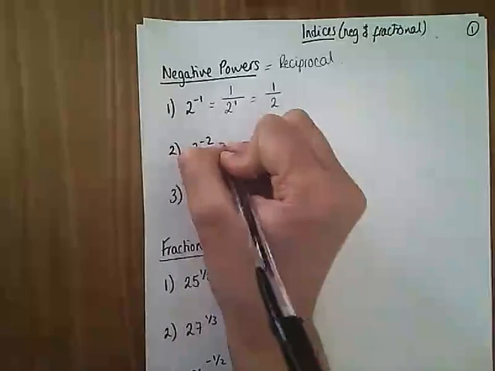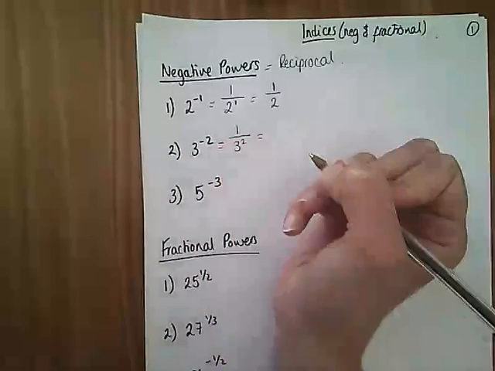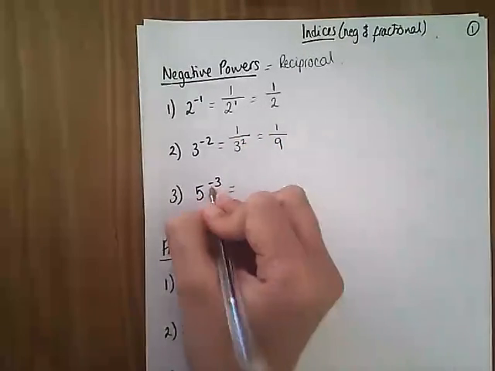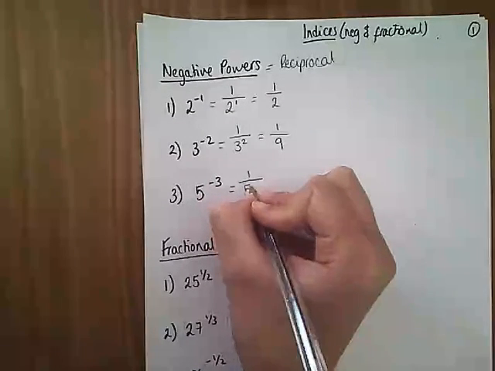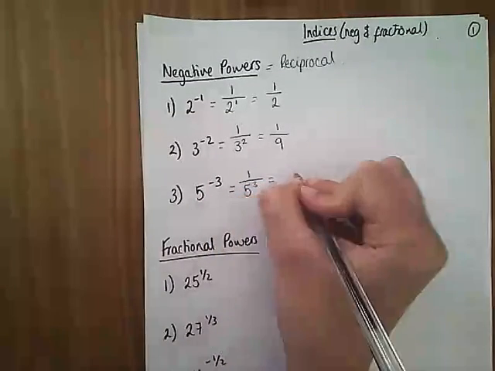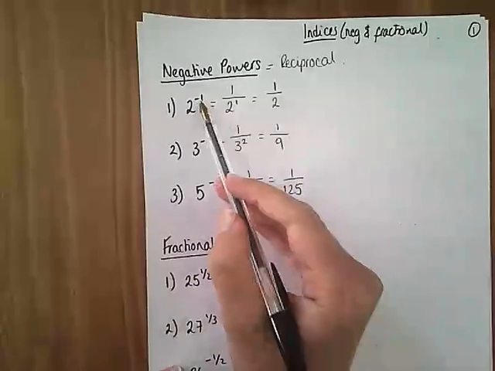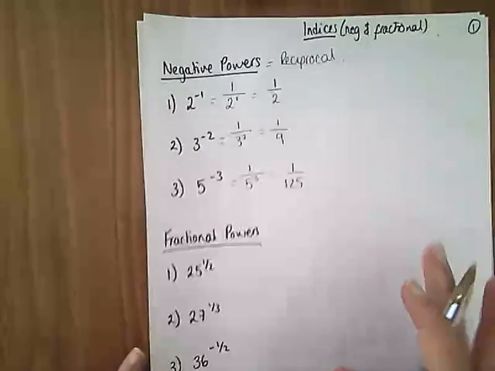Okay, similarly here, it takes your reciprocal of 3 squared. So it's 1 over 3 squared, 1 over 9. The minute you see a negative, it makes it 1 over. So 5 to the power of negative 3 is 1 over 5 cubed, 1 over 125. The minute you see a minus as a power, it is 1 over. Okay, end of story.